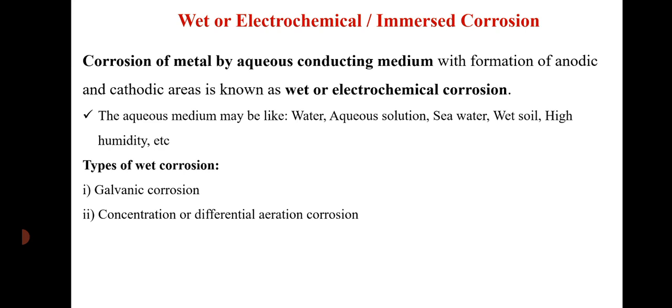Wet corrosion is mainly classified into two types: galvanic corrosion and concentration cell corrosion, which is also called differential aeration corrosion. Now let us study each type in detail.